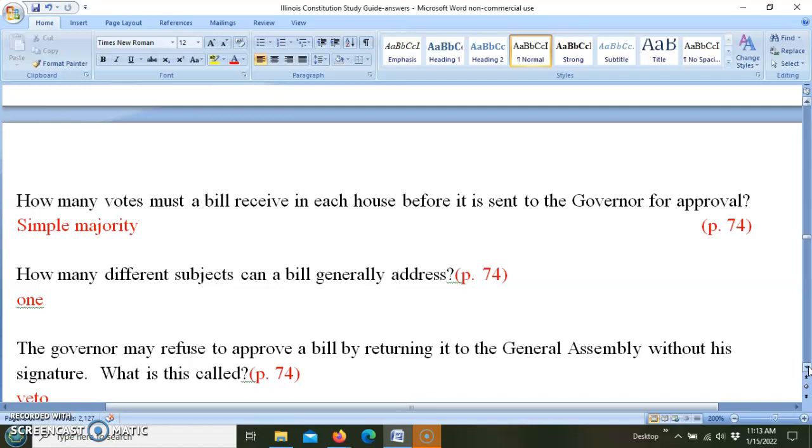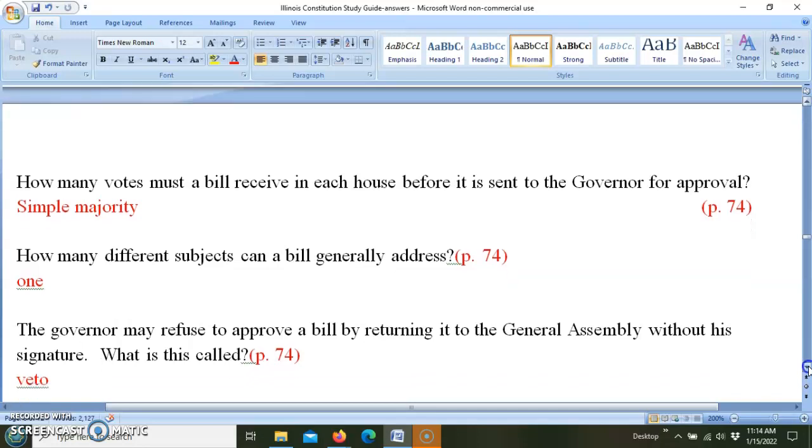Next question. How many different subjects can a bill generally address? And a bill can only address one subject. That's different than in the national government. At the federal level, a bill can address any number of subjects, a lot of subjects. But in the state government of Illinois, a bill can only address one subject, and I think that's a good thing. We don't want to muddy up bills with a bunch of different subjects that aren't related to one another.